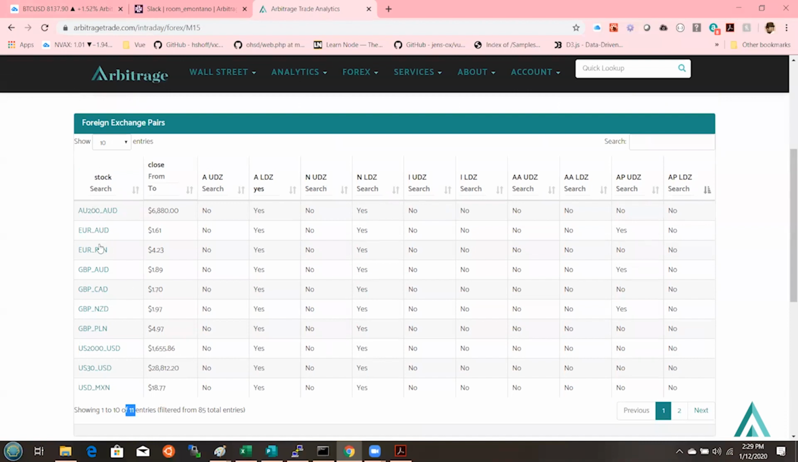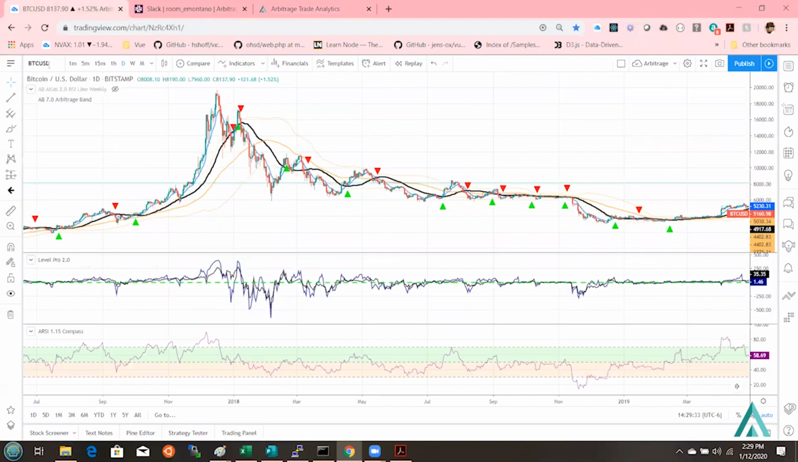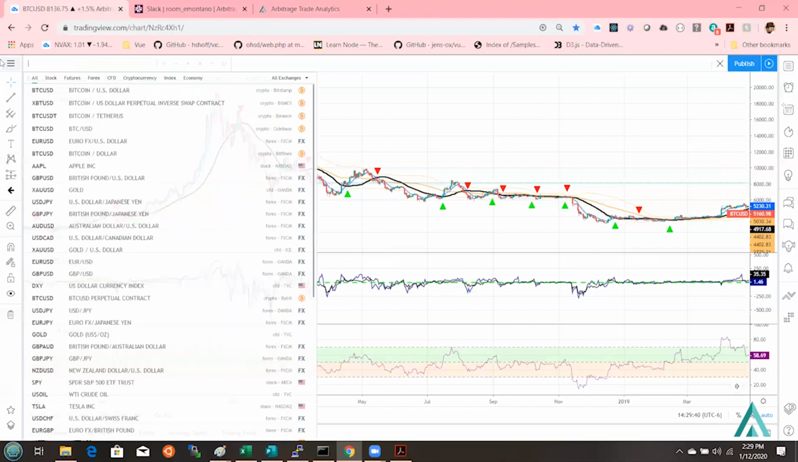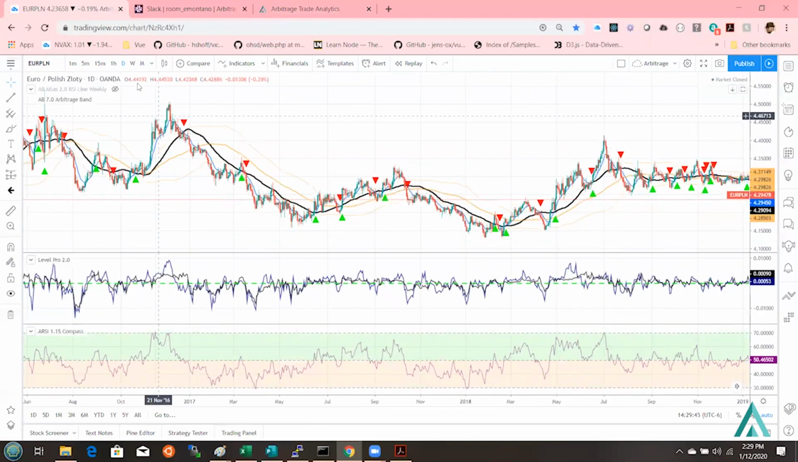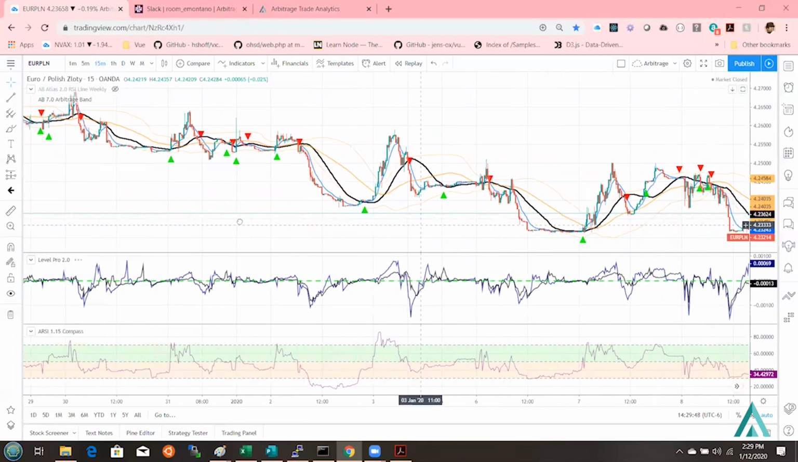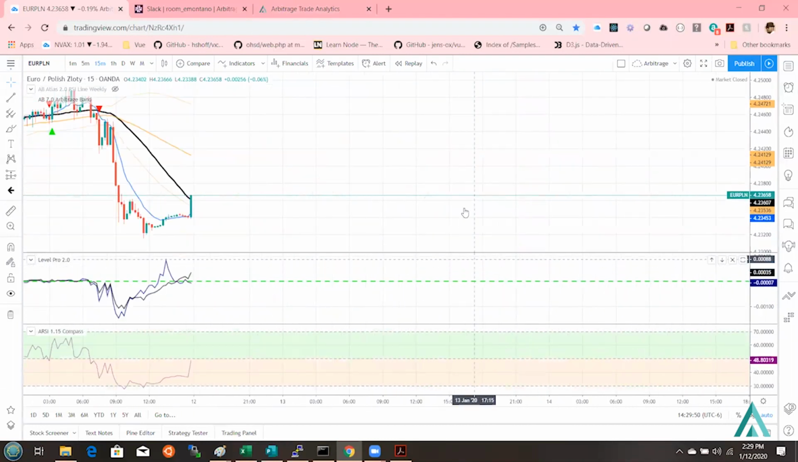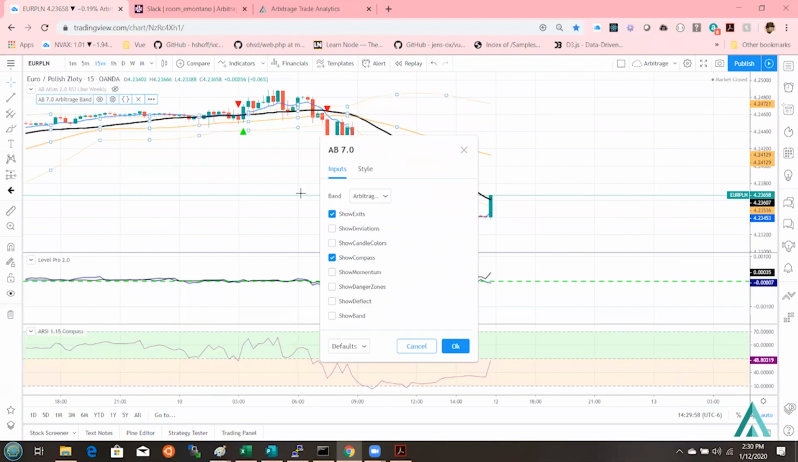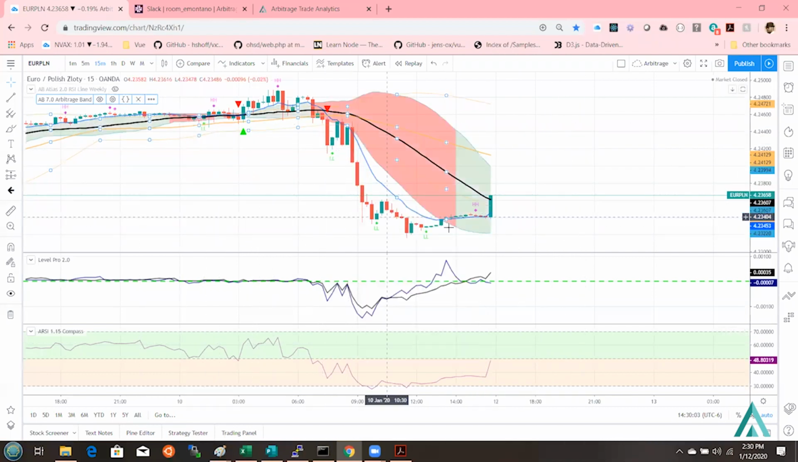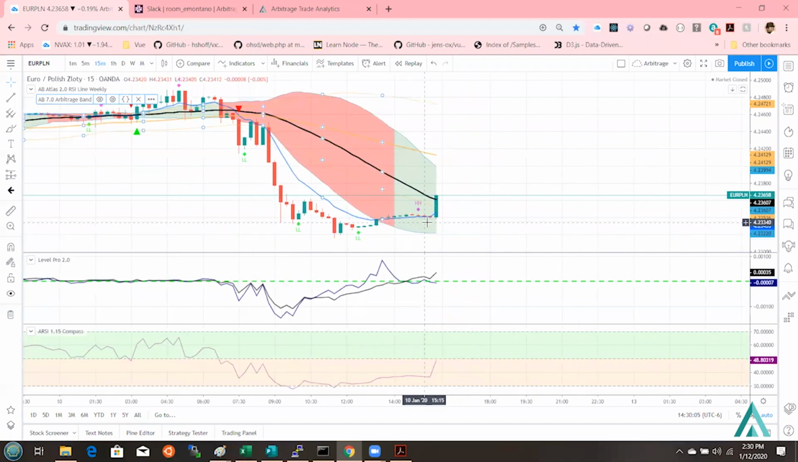I'm going to pick a random pair, EUR PLN, type it in here, and go to the 15-minute chart so we're dialing in directly where we are. Notice we're seeing that guy sitting at the very bottom of that band. If I turn on my entry, I don't think show exits are showing, so it hasn't indicated a buy yet. If I turn back on Atlas, have we gone green yet? Yes, we've already turned green.